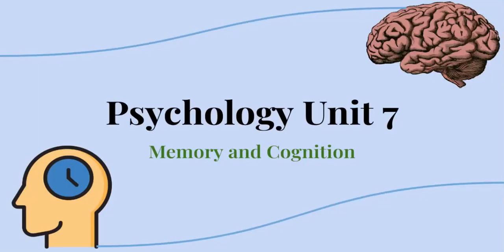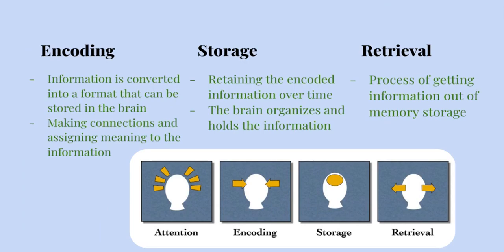Today I'm going to be talking about Psychology Unit 7, which is all about memory and cognition. There are 3 steps to making memories. The first step is encoding, which is when information is converted into a format that can be stored in the brain. It's also making connections and assigning meaning to the information.